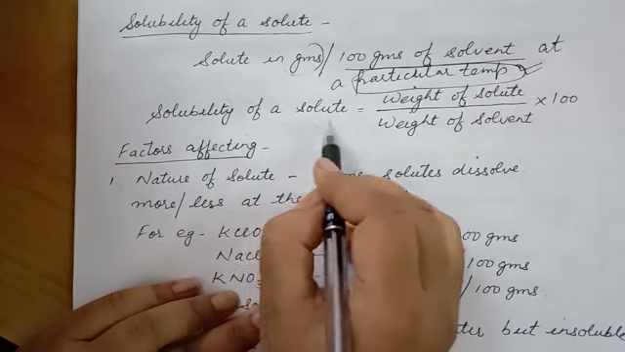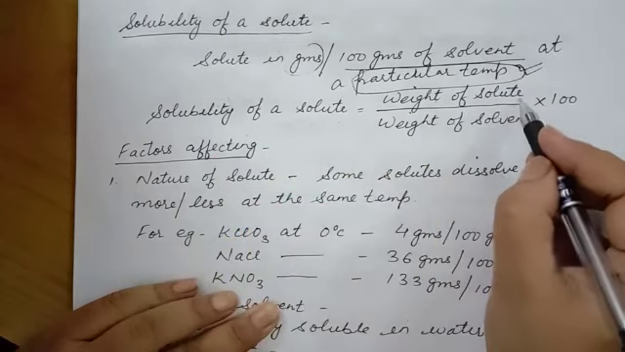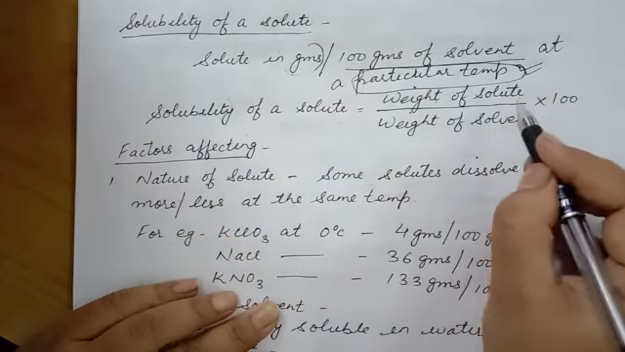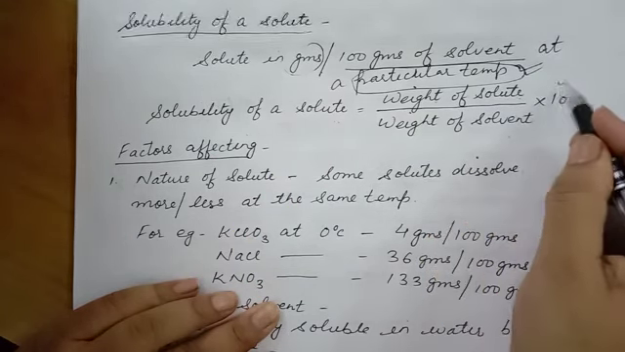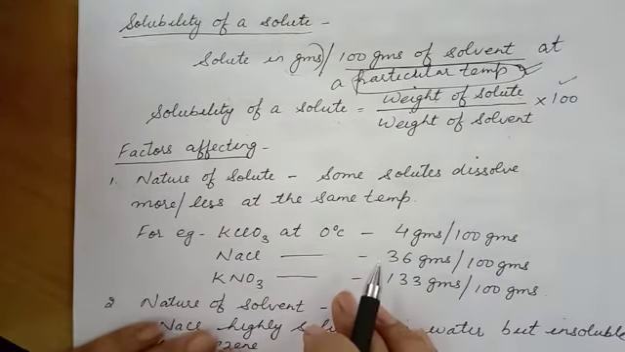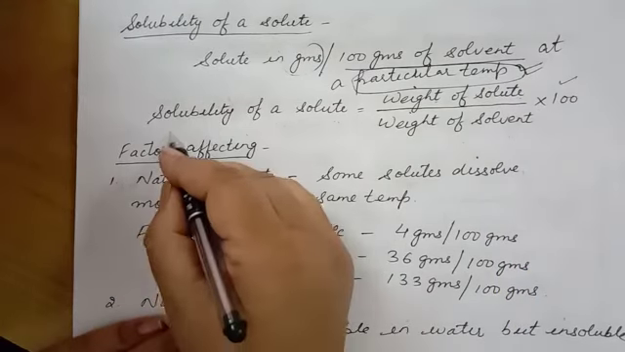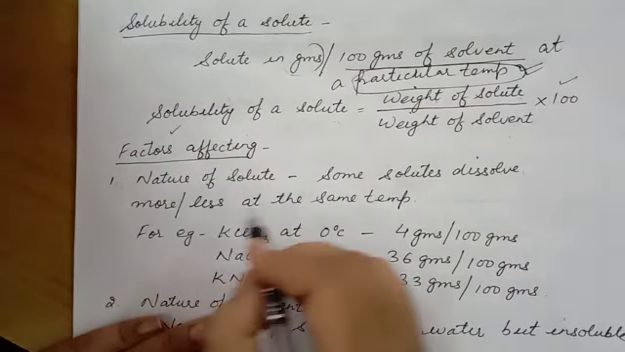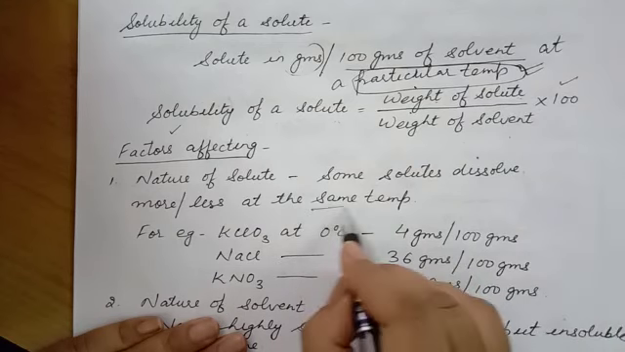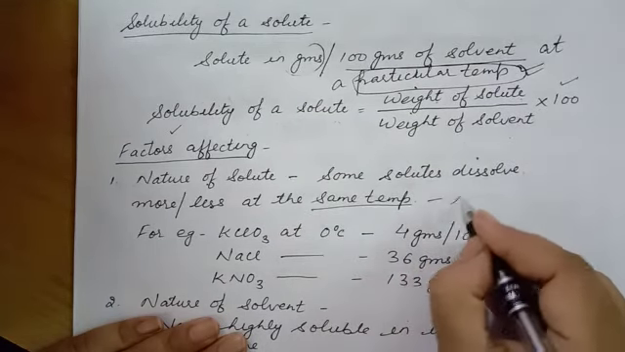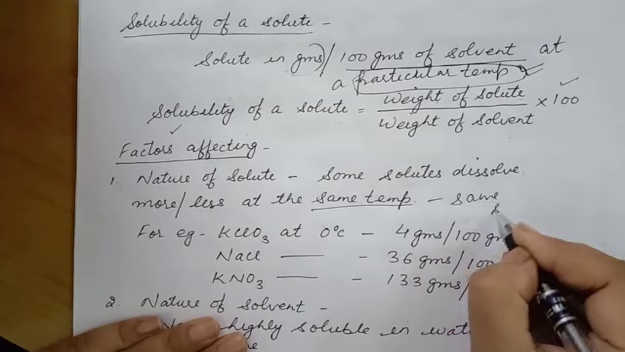What is solubility of a solute? Weight of solute over weight of solvent into 100. Now, this solubility is affected by many factors. Number one, nature of solute. Now, some solutes dissolve more and some less at the same temperature in the same solvent.